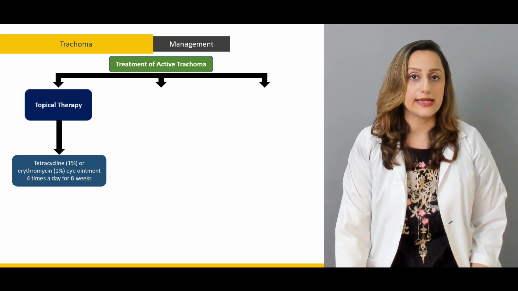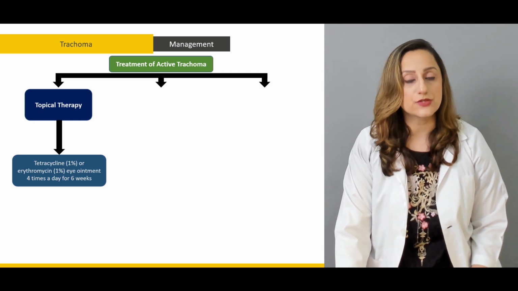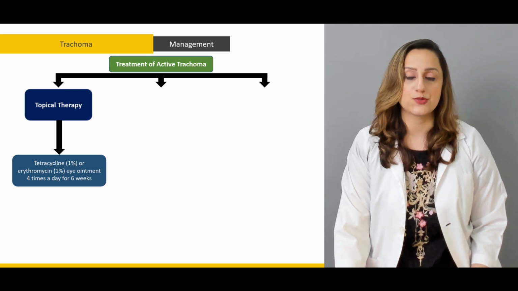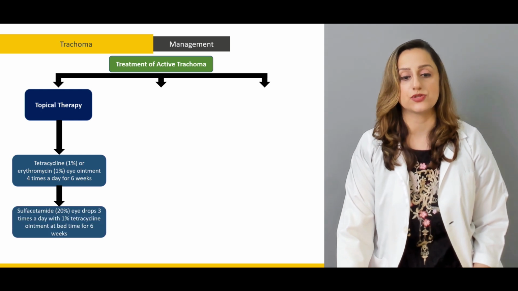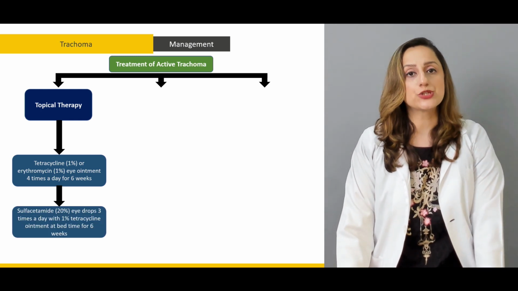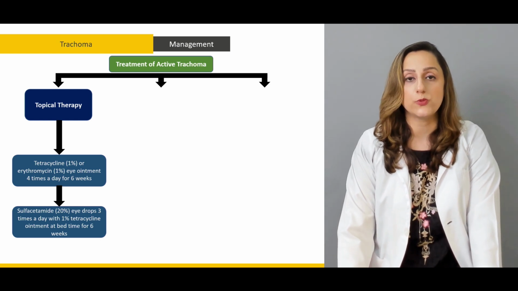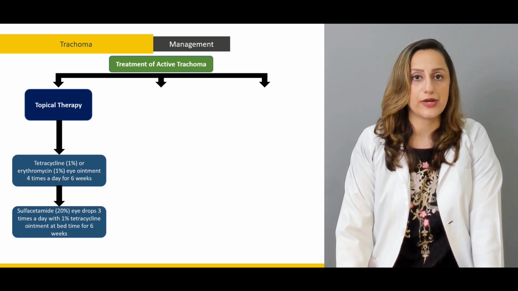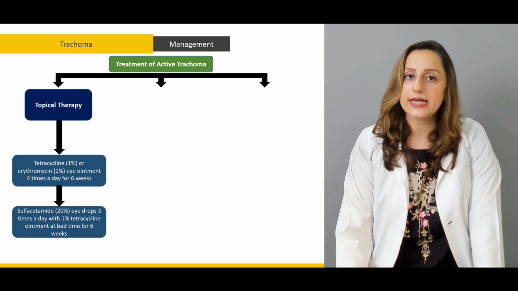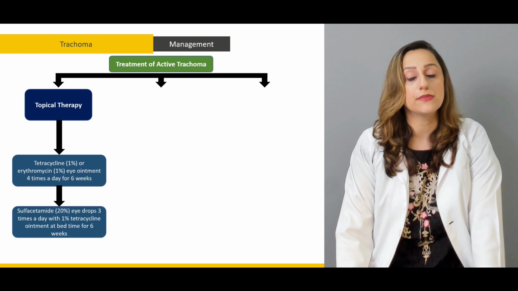We can use tetracycline, that is 1%, or erythromycin, that is 1%, and eye ointment is usually advised 4 times a day for 6 weeks. So this is the regimen that is usually followed for topical therapy in these patients. If the patients do not respond to such a therapy, we can also alternate this topical therapy with sulfacetamide. That is 20% eye drops usually prescribed to the patient 3 times a day with 1% tetracycline ointment at bedtime for 6 weeks.